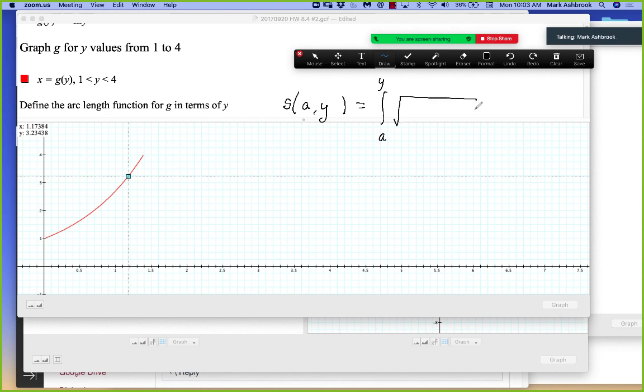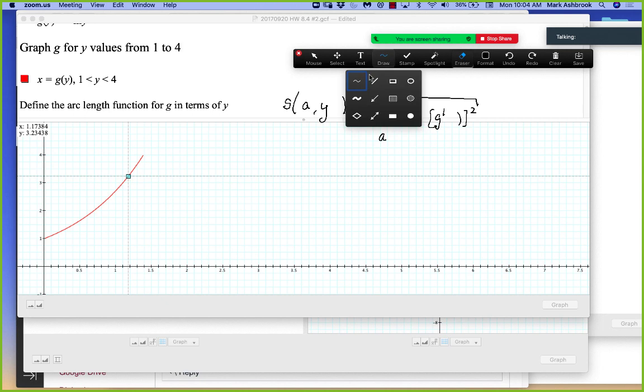Square root of 1 plus g prime of y, and then square of that. Yep. So it's going to be the derivative of g with respect to y, and we need to square that. But we need t. Yeah, so this is a y coordinate, but we need something different, right? We use t to represent every y starting from a until y, and then we need dt.